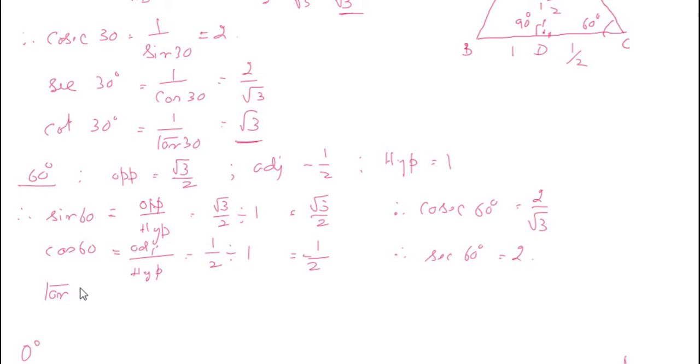Tan 60 is opposite side by adjacent side. Opposite side is root 3 by 2 divided by adjacent side is half, that is equal to root 3 by 2 into 2 by 1, 2 cancels, answer is root 3. Therefore cot 60 equal to inverse of this one, that is 1 by root 3.